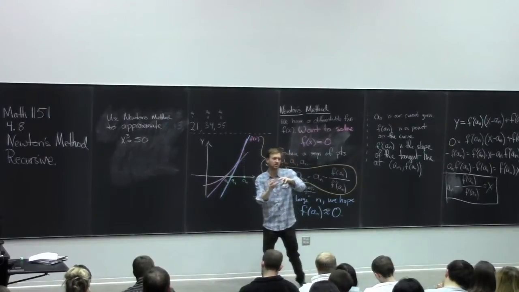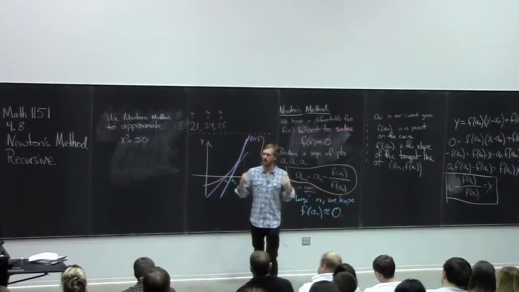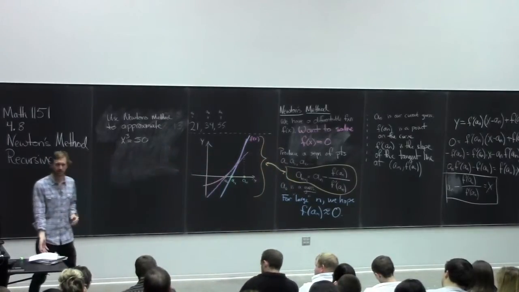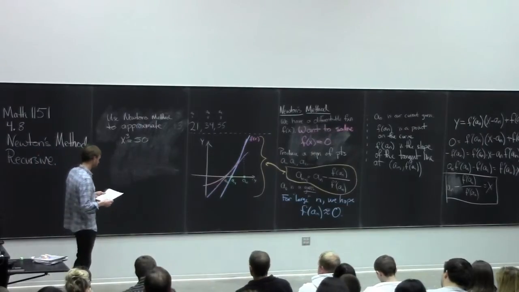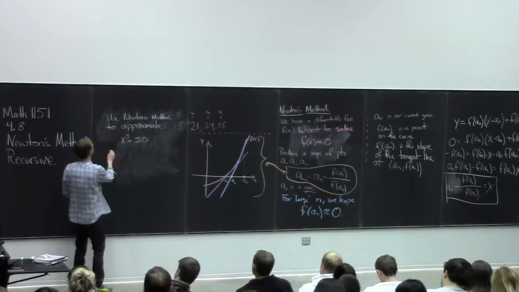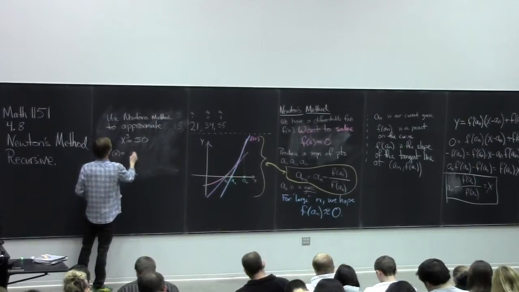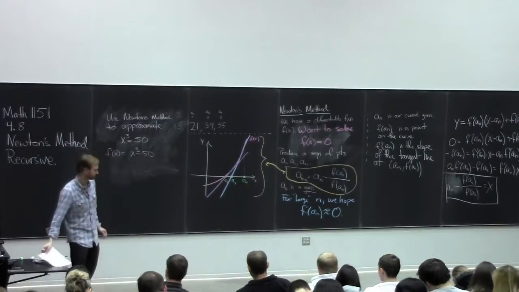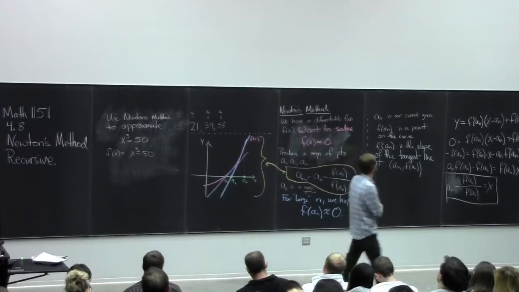Being able to fluently switch between the cube root of 50 and x cubed equals 50, that's a trick of calculus. That's a trick that we learn in this class. It's often not talked about, but it's something that we kind of expect you to do. All right. So we're going to set f of x equal to x cubed minus 50. That's the first step.